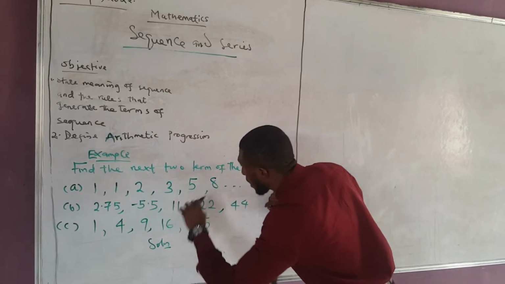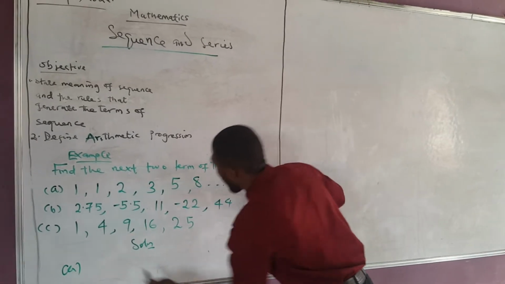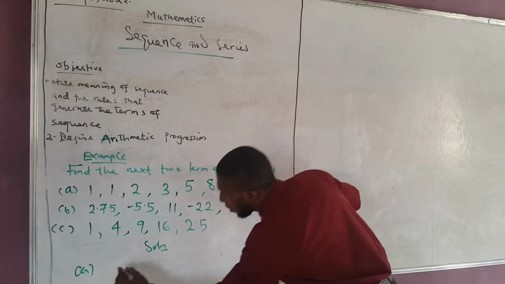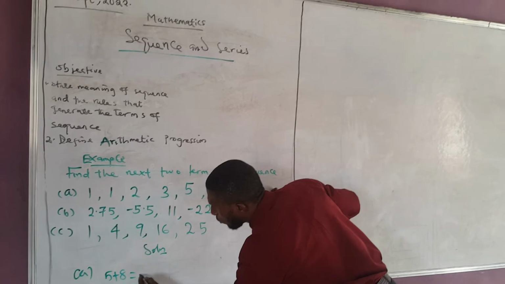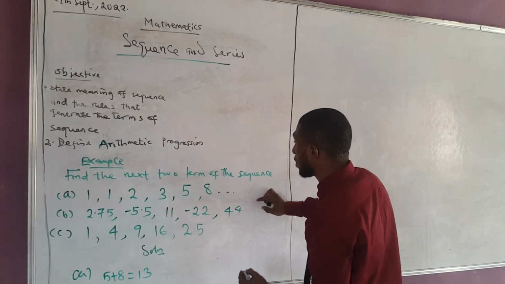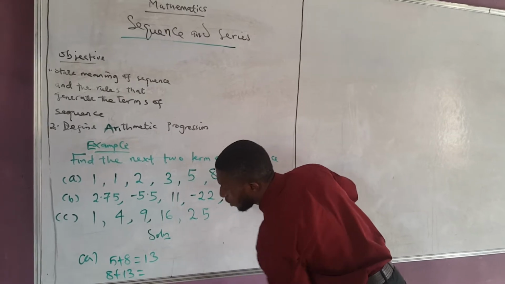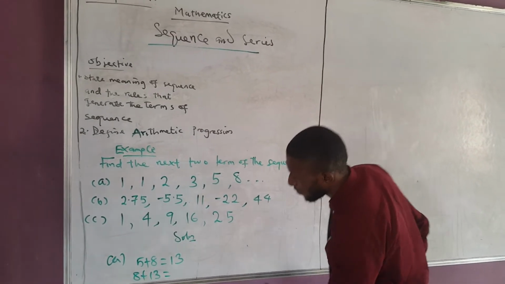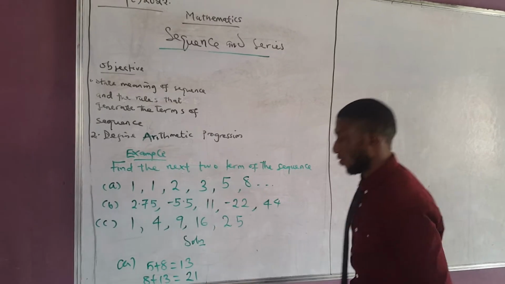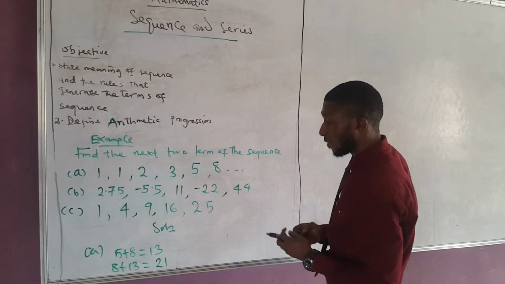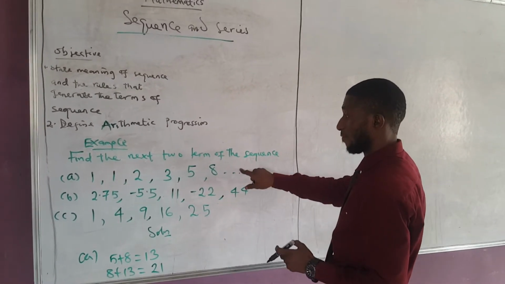Now, if you are looking for the next term after 5 and 8, it will be 5 plus 8, which is 13. So the next one will now be 8 and 13, which is going to give us 21. Alright, and that's the next 2 terms after 5 and 8.